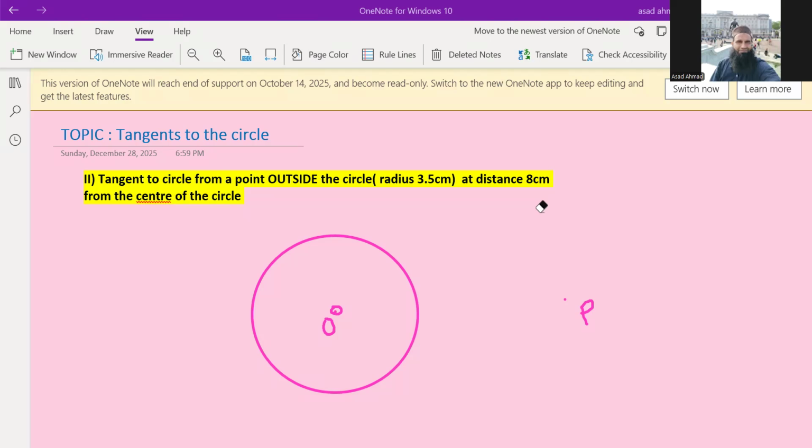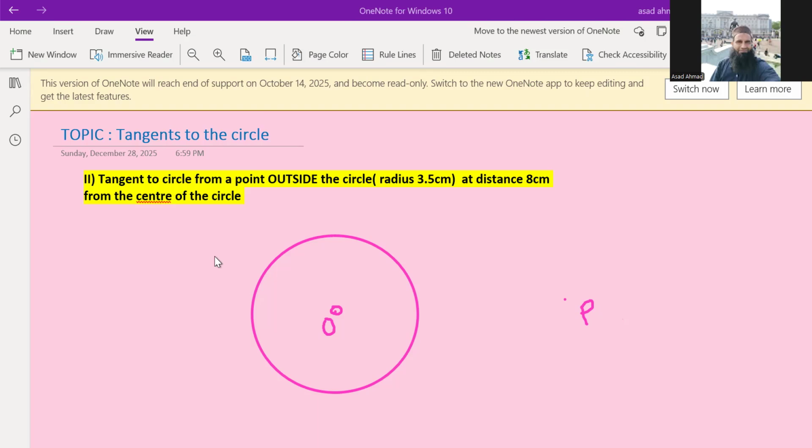First of all, we will draw one circle of radius 3.5 centimeter. Then we will mark a point P that will be about 8 centimeter from the center of the circle, and label this point as P. So from point P, we have to draw two tangents or two touching lines to this circle. So how to complete it?